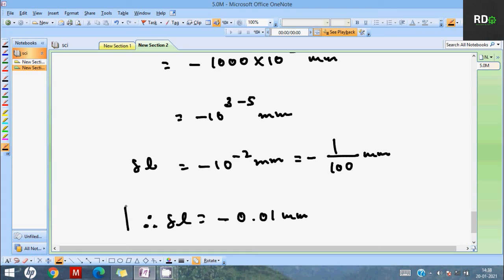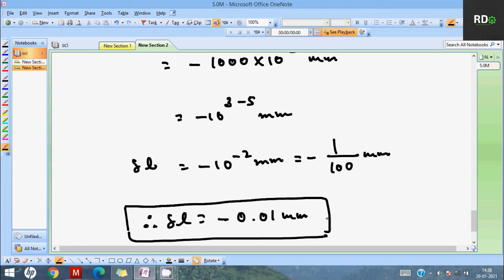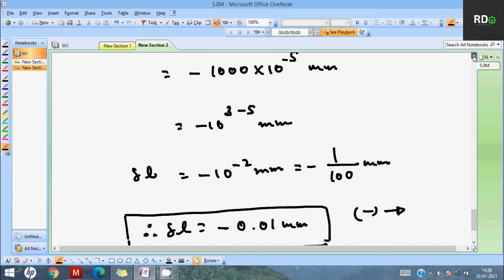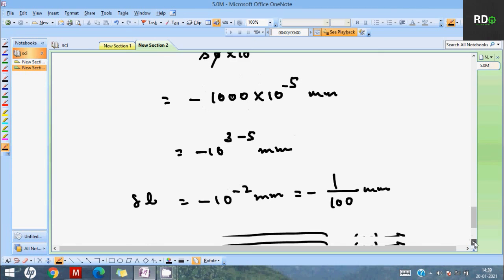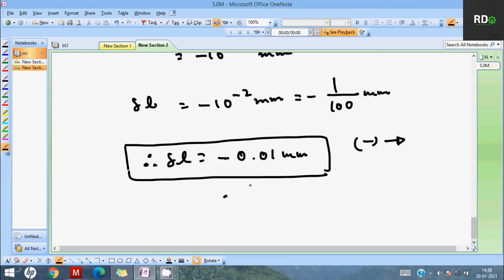I hope you have got the point. The total elongation is coming in negative, which means there is no elongation actually, there is a change in length. The body in total has been compressed because the value is negative. So the negative sign indicates that the total elongation is on the negative side, meaning the body has been compressed. Let me check the values again: 1000, 10 to the power 3, 10 to the power minus 2, then it is 1 by 100. Yes, it is right, I guess. You can check the calculation again, but I hope you have got the point of finding the total elongation or change in length.